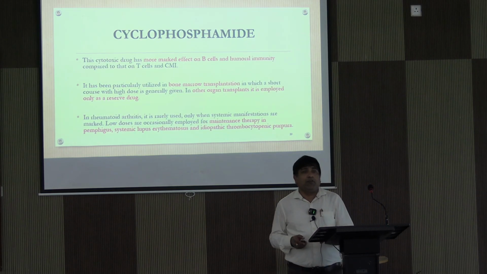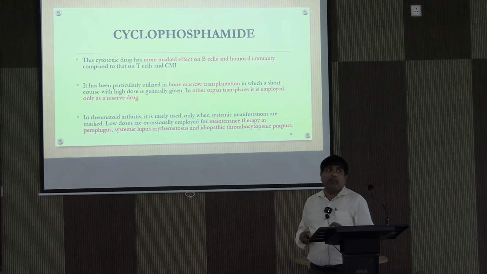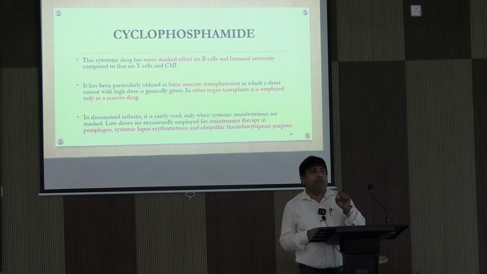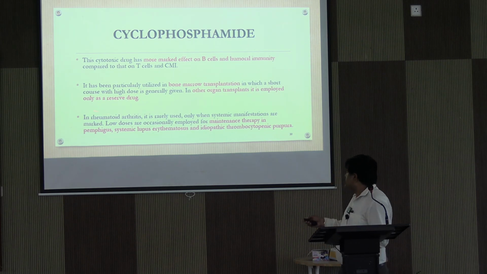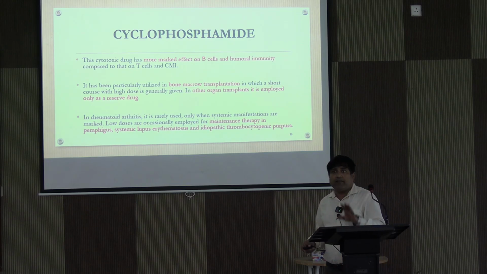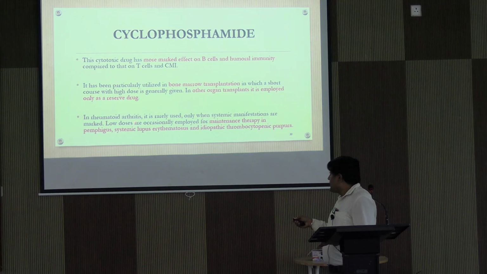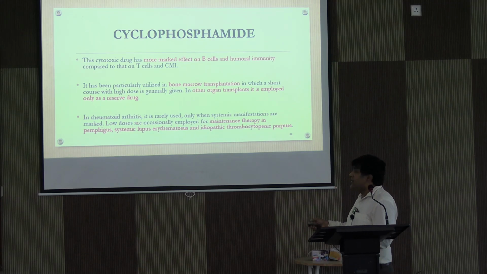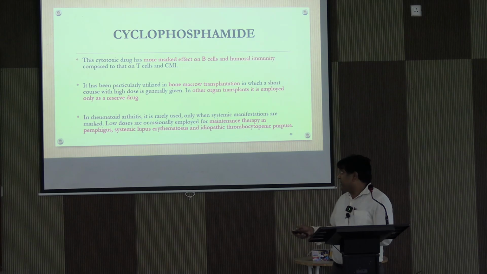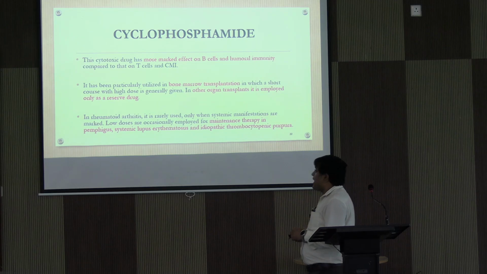Cyclophosphamide. Cyclophosphamide basically is a cytotoxic drug that has a more marked effect on the B cells and humoral immunity. It is used particularly in bone marrow transplant patients in which a short course of high dose is given. In other organ transplantation, it is kept as a reserve drug. Now, it can be rarely used in rheumatoid arthritis when systemic manifestations are severe. It can also be used in low doses for maintenance therapy in pemphigus, systemic lupus erythematosus and ITP.